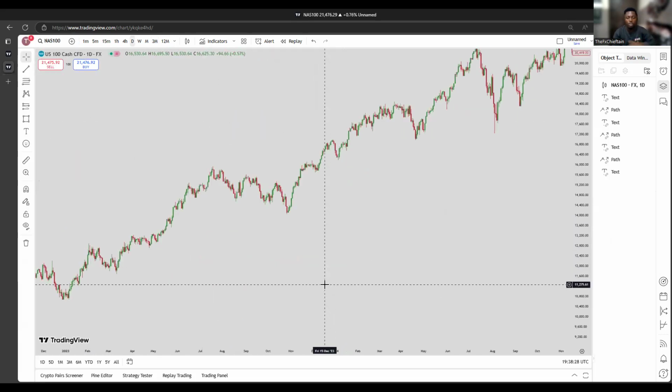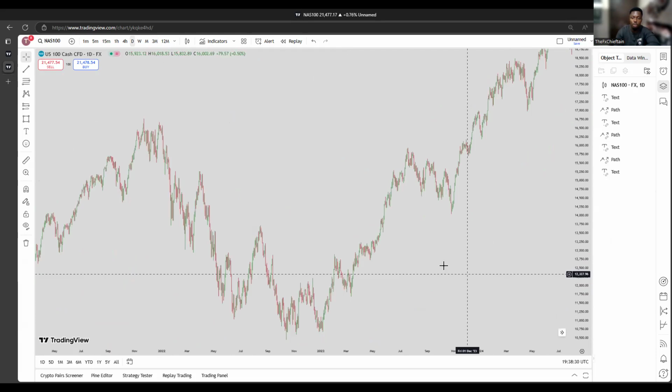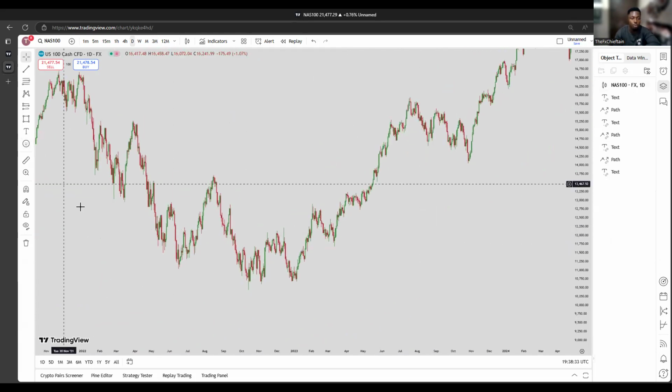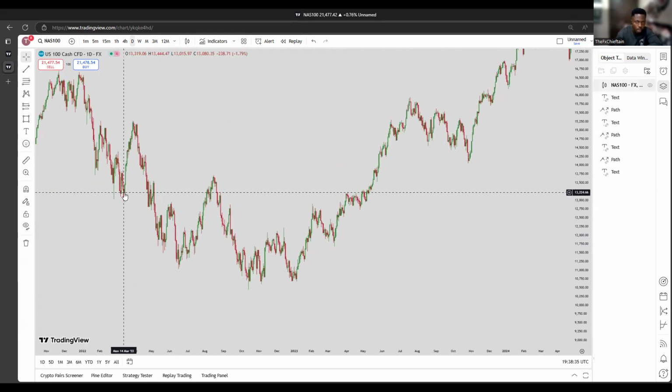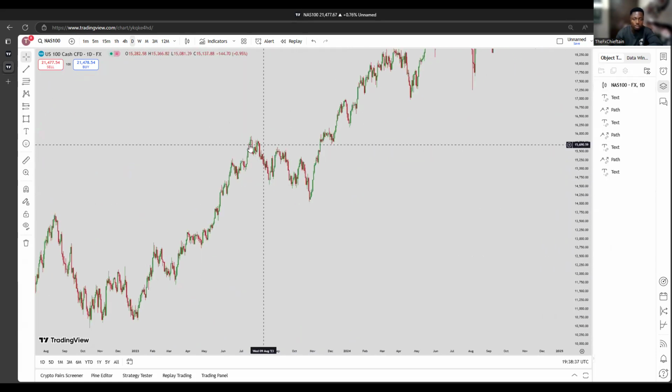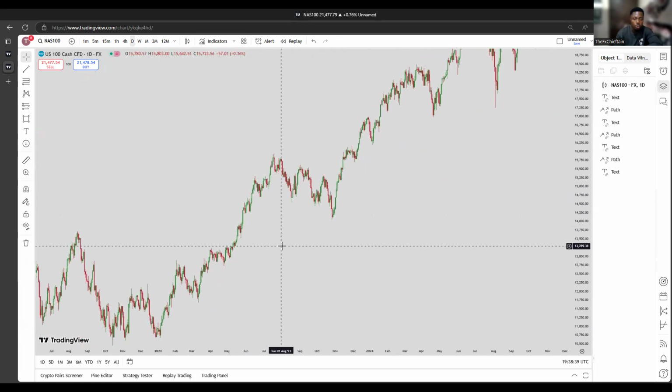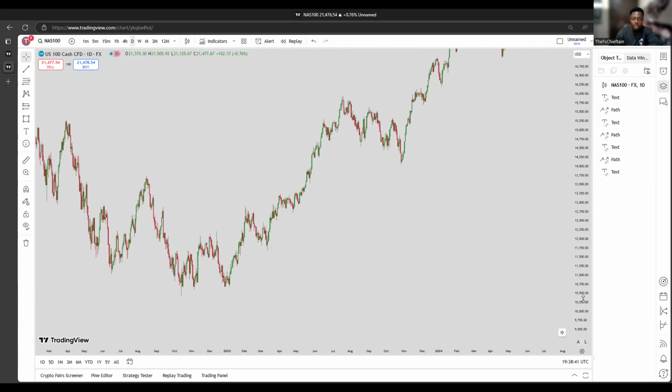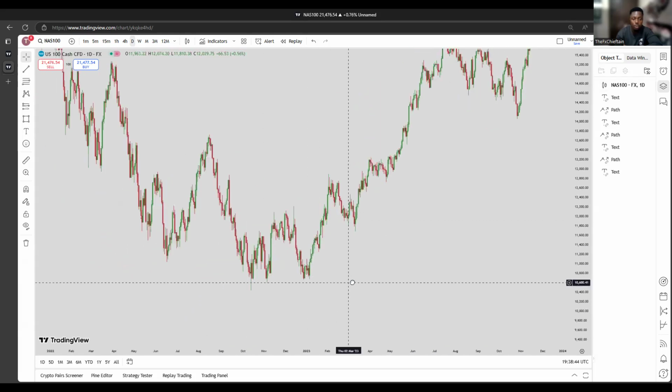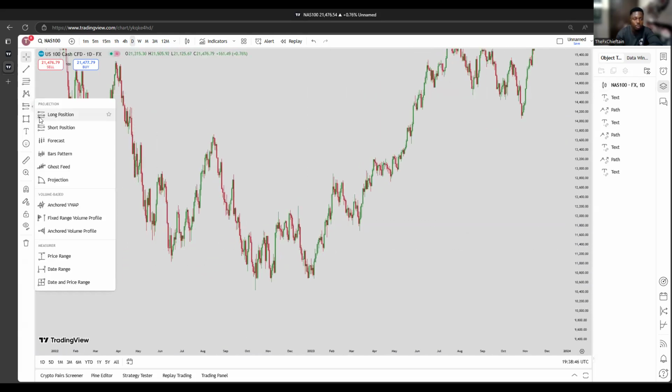Let's see before time runs out. So we want to use our Fibonacci. Remember, on a Fibonacci, what are you looking for? Let's use this place as a case study. You want the market to go from a swing high to a swing low, right? So let's mark out our swing highs. Let's mark out our swing lows.